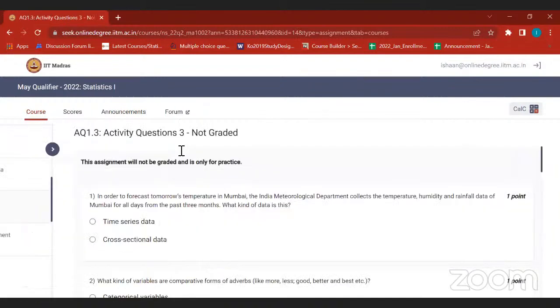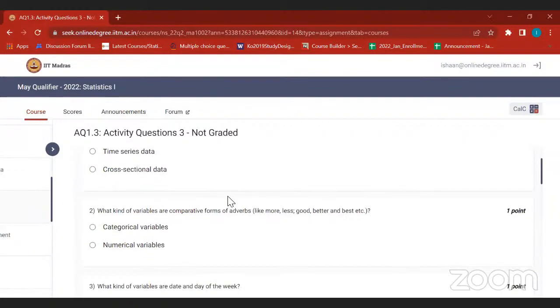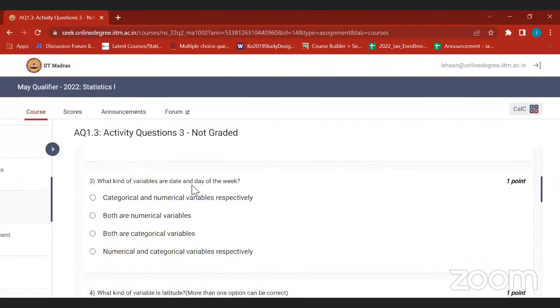Activity 3, question number 3. What kind of variables are date and day of the week? Okay, what should it be according to you? For me, day of the week is categorical because it will always be from Monday to Sunday. But date would not be categorical because date would vary for every week. Vary, that's what a variable is.